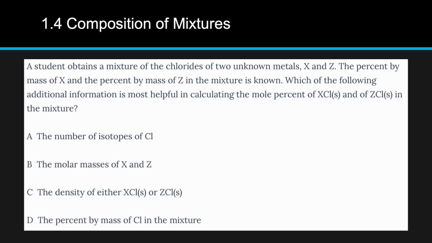the mixture? So the first thing I want you to think about is any answer choice that has to do with chlorine. If you're given more information about chlorine, that is not very helpful because chlorine is in both of the substances. So A would not be a great option choice, and D would not be a great option because knowing more information about Cl doesn't help identify the mole percent of XCl and of ZCl because chlorine is in both.